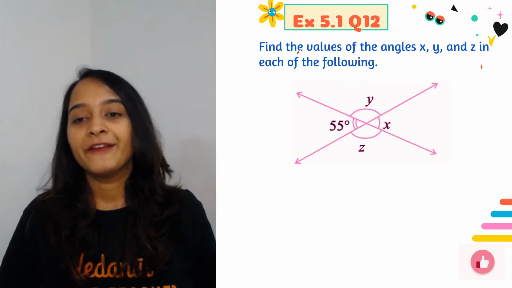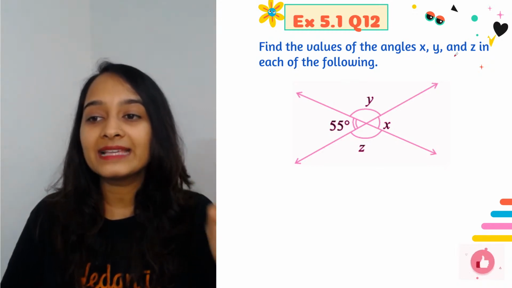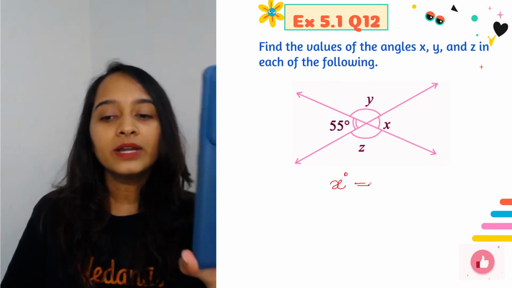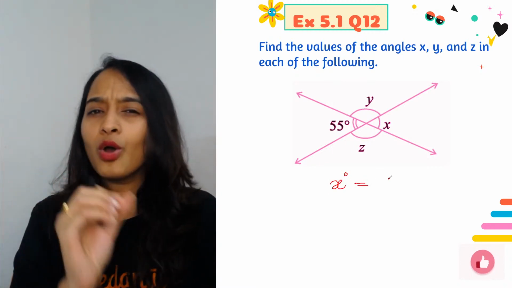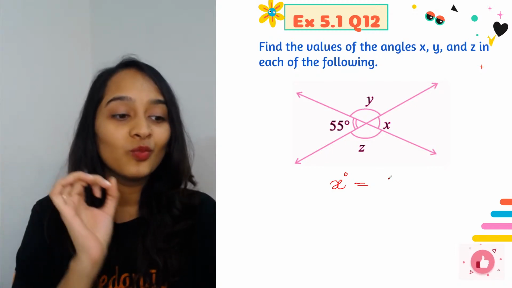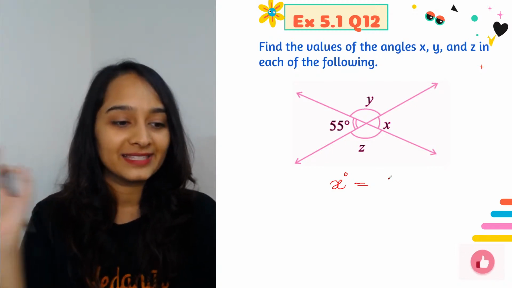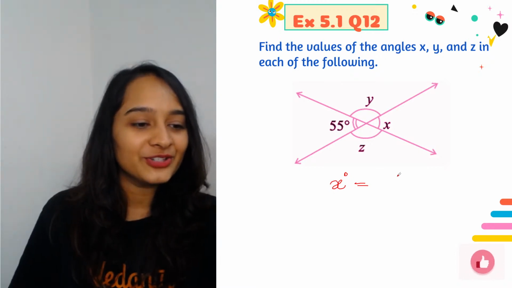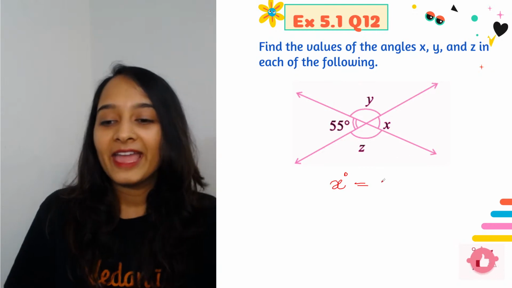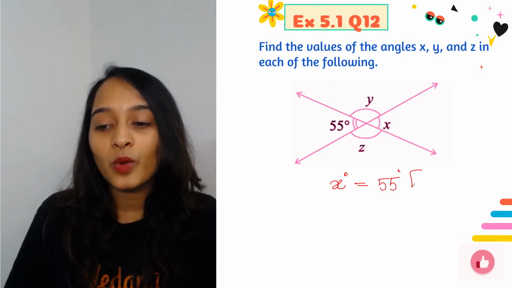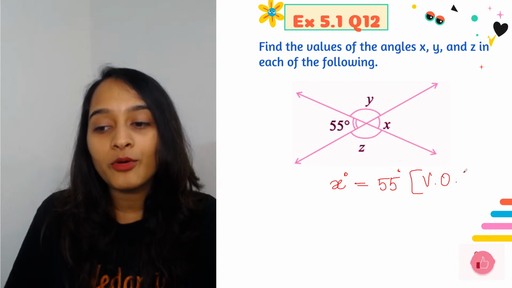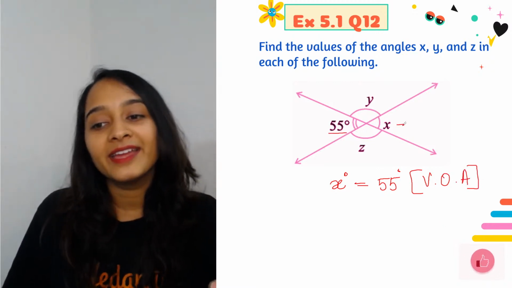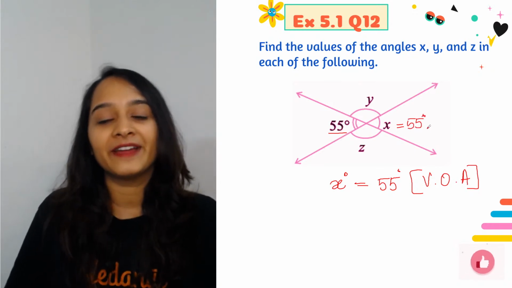Your next question. Find the values of angle X, Y and Z in the following. First, let's talk about X. What is the value of X? Come on, I want all of you to answer in the chat box. Atul got it right. Mona got it right. Exactly, 55 degrees. Why? Vertically opposite angles are equal. So if this is 55, this will also be 55 degrees.